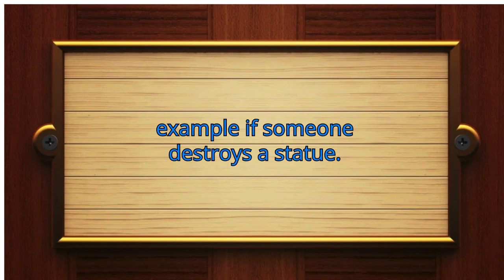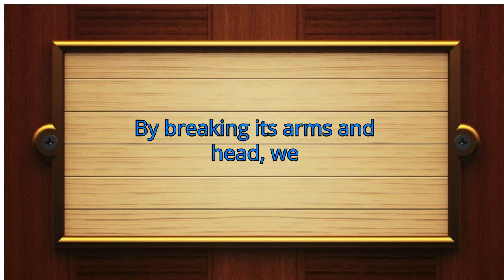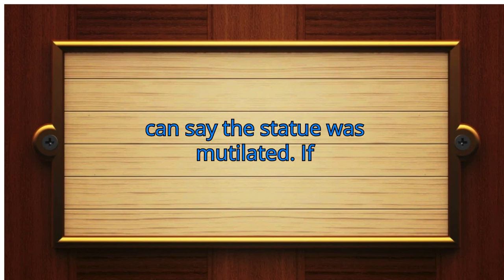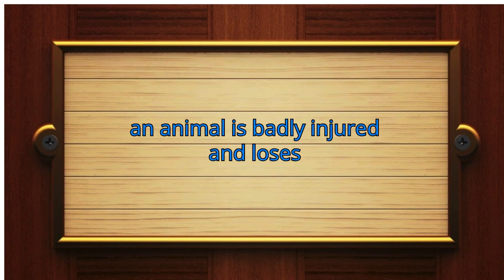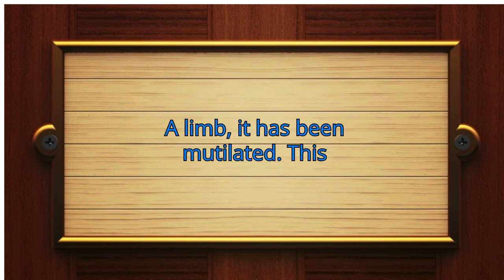For example, if someone destroys a statue by breaking its arms and head, we can say the statue was mutilated. If an animal is badly injured and loses a limb, it has been mutilated. This word is strong, so we use it carefully.